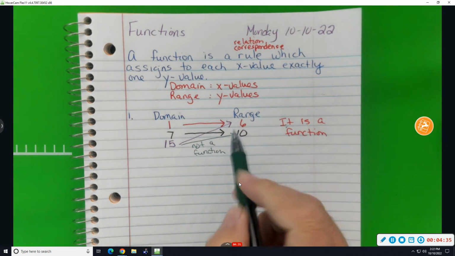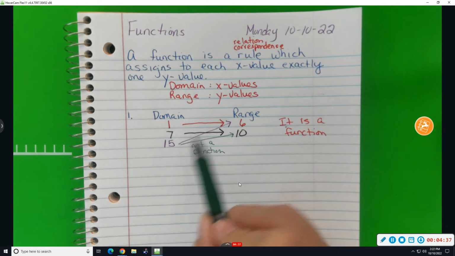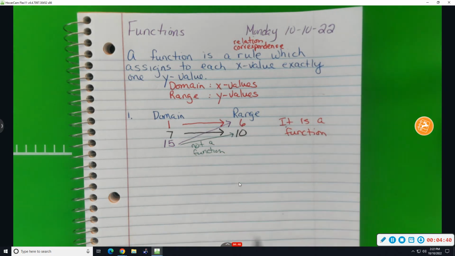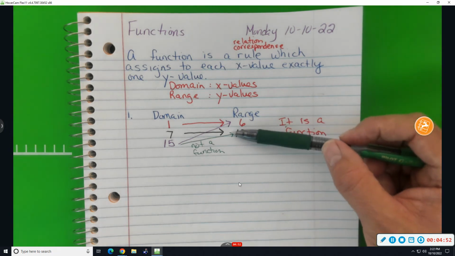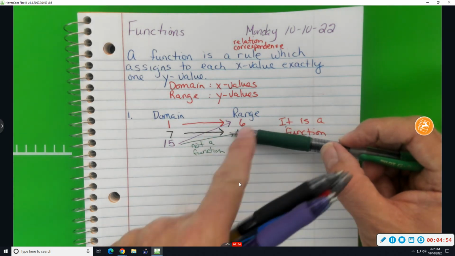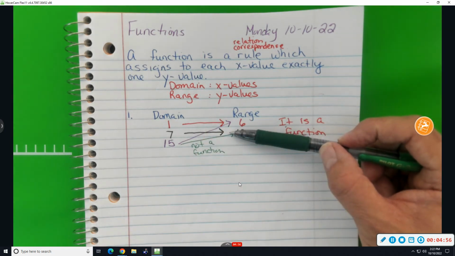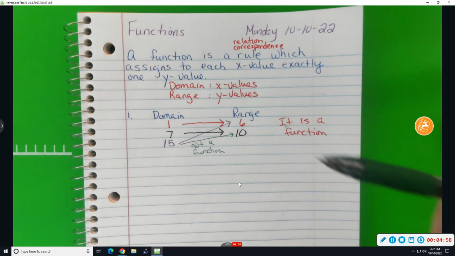Okay, but that wasn't part of the problem. So if there were 2 arrows coming out of one of these numbers, one of the x values, then you would say not a function. Is that clear? So one range can be attached to multiple domains? Yes. In fact, if we just had only 6 and each one of them was paired with just 6, that'd be a function. Okay?